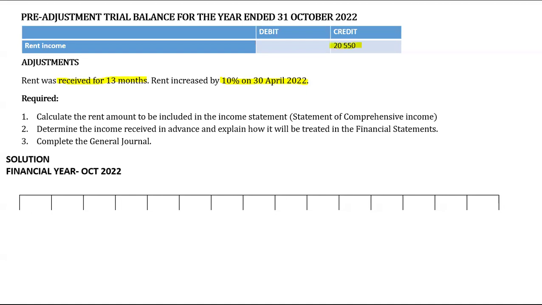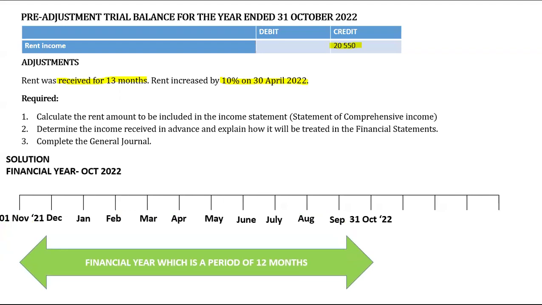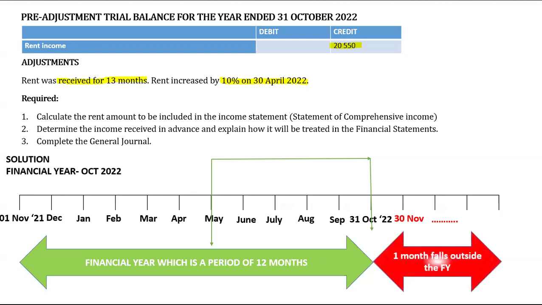The beginning of the financial year will be the 1st of November 2021. It will run up to the 31st of October 2022. That is a period of 12 months. Rent was increased on the 30th of April 2022, so I will start counting the increase from May because it was increased at the end of April. It'll increase up to the 30th of November since we received it up to November. So 1 month of that total rent amount received falls outside the financial year, and we need to take it out. But we just can't take it out. We have to first find out how much will be rent for that month.